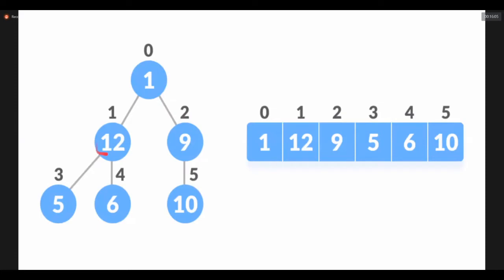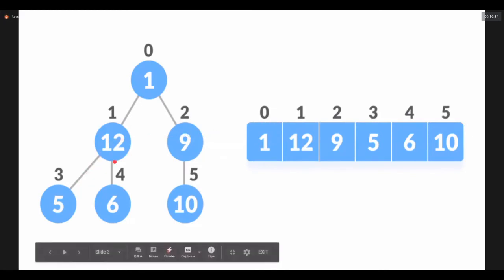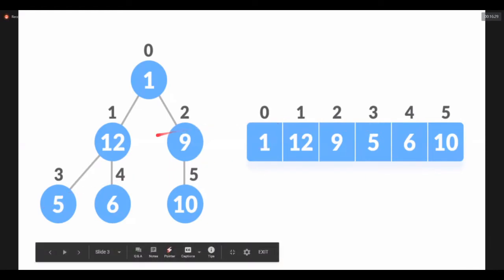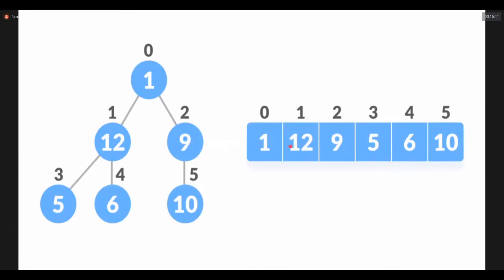Next, come to 12. What is the index value of 12? Here it is 1. The left child of 12 is placed at 2i plus 1, so 2 into 1 plus 1, which is 2 plus 1, 3. So 5 is placed at the third index. Next, the right child of 12 is 6. The index of 12 is 1, so 2 into 1 plus 2, which is 2 plus 2, 4. The fourth index contains the right child of 12, that is 6. The 6 is placed at the fourth index of the array.